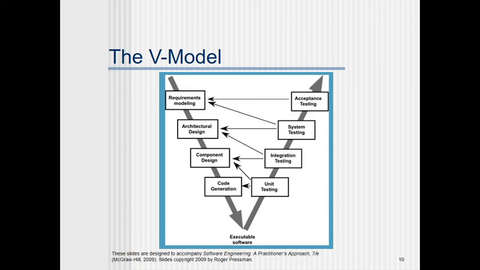So in the left side, there is the requirement modeling, then architectural design, component design, and code generation. Each time we validate: we validate the requirement modeling by the acceptance testing. Then we validate and verify our architectural design with the system testing. Then we use the integration testing to validate our component design. So in the left side we move down, and in the right side we go up by the validation and the verification.